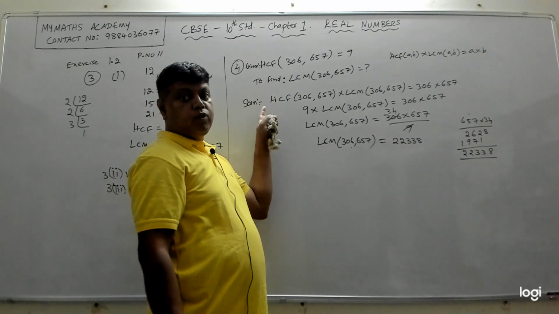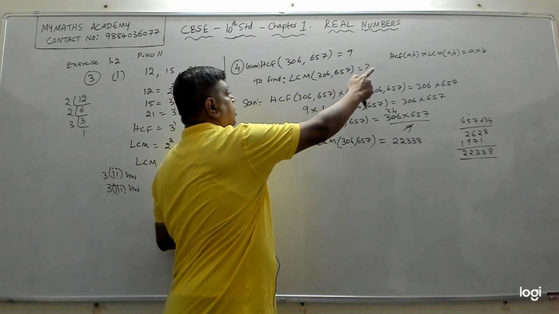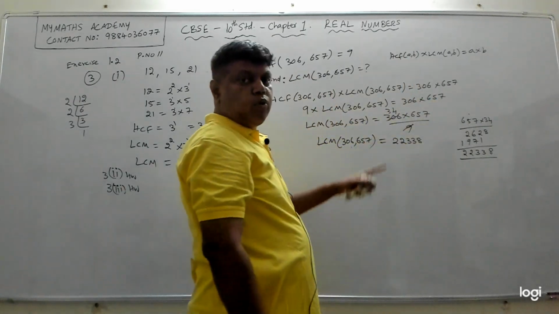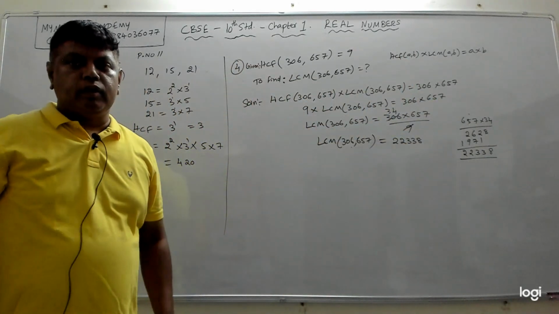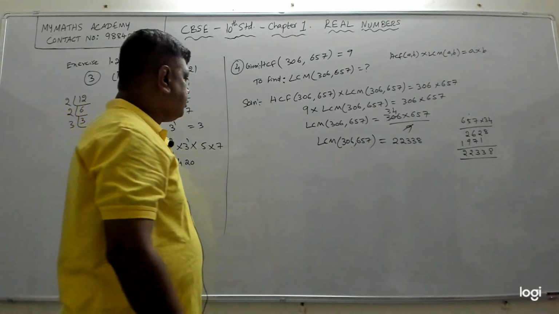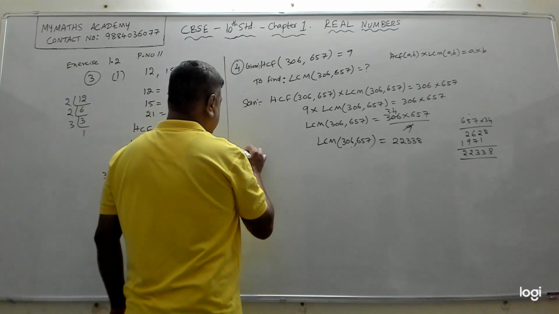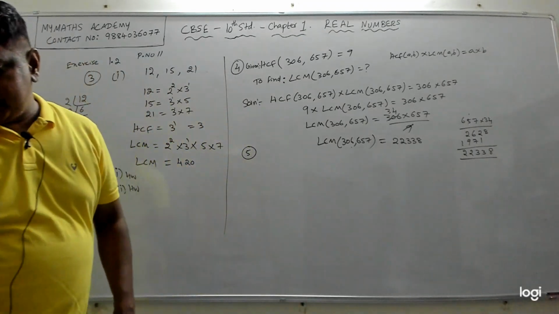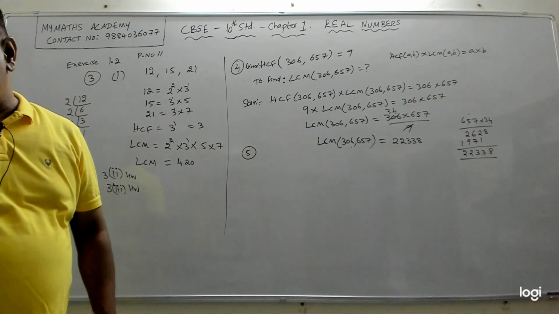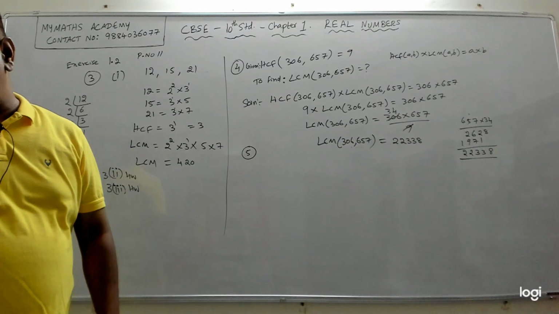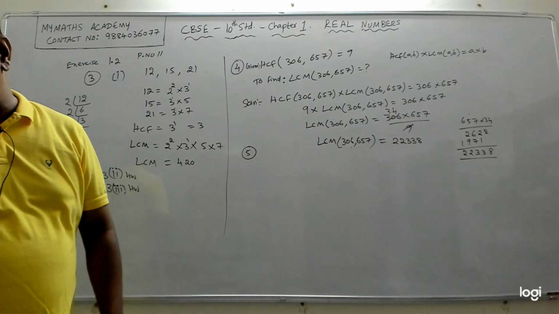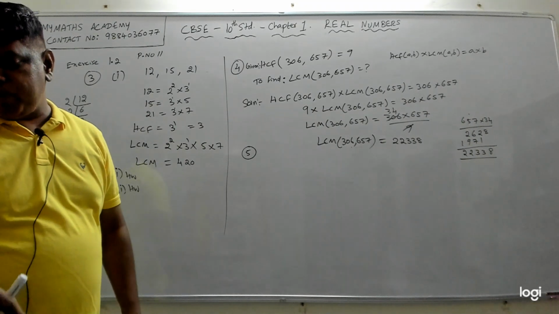When the HCF is given, you can use this formula to find the LCM, if you know the two numbers A and B. Clear? Now we'll go to the fifth problem. It is similar to your example 5 which we did in our previous video. Question number 5 in exercise 1.2 is: check whether 6 power n can end with digit 0 for any natural number n.